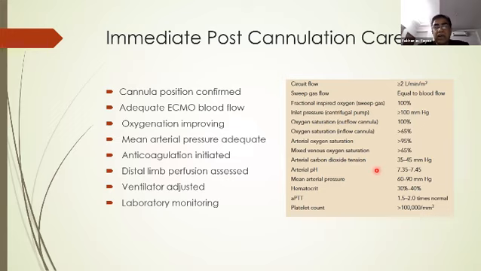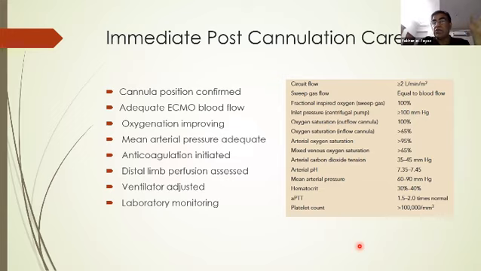So initially, if we talk about the initial settings, the circuit flow is usually based on the cardiac index, and we try to keep it more than 2 liters per minute per meter square. So exactly this is the adequate cardiac index which we try to achieve. If it is more than 2, we are happy. If it is more than 2.5, we are very happy. And the sweep gas flow rate, as I've already mentioned, the CO2 removal will be directly proportional to the sweep gas rate.